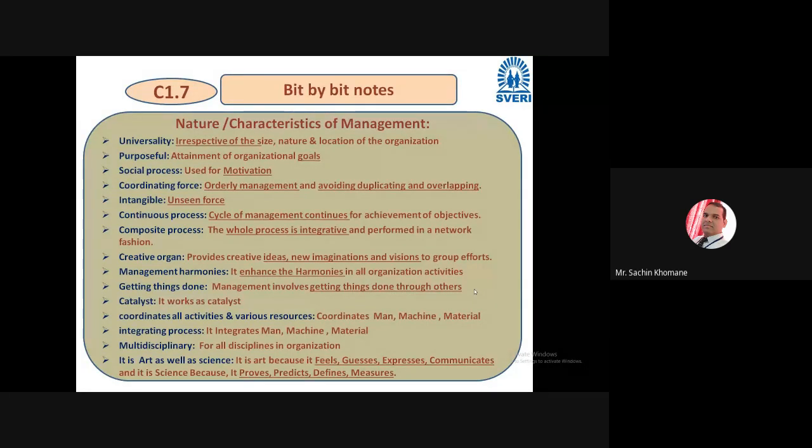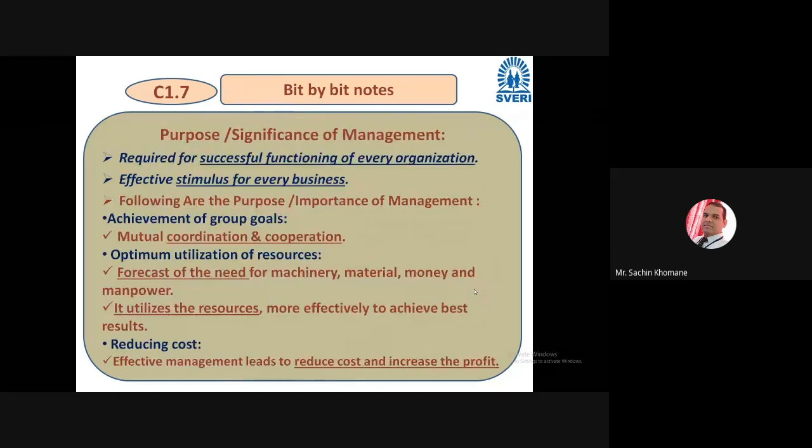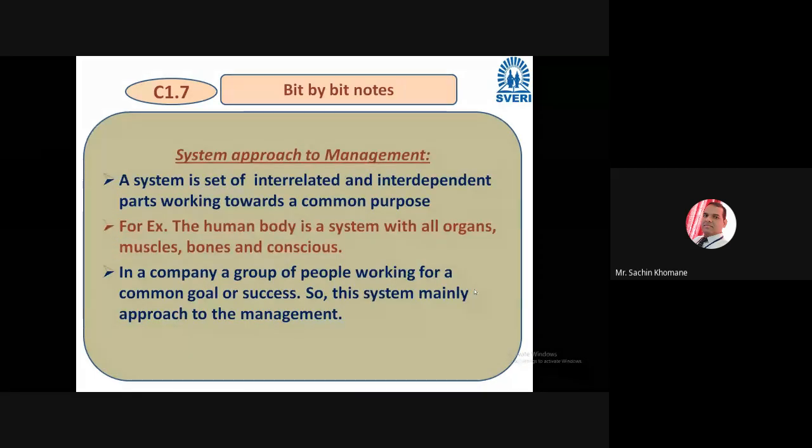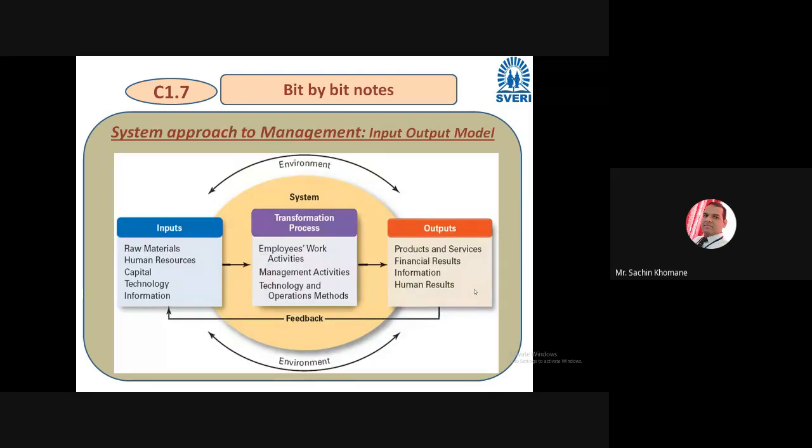Last lecture we have seen the nature and characteristics of management. We discussed various characteristics, its meaning. That discussion we made last lecture. Then we discussed its purpose and significance. Then we started a discussion on the system approach to management, and we started discussion on the input output model.